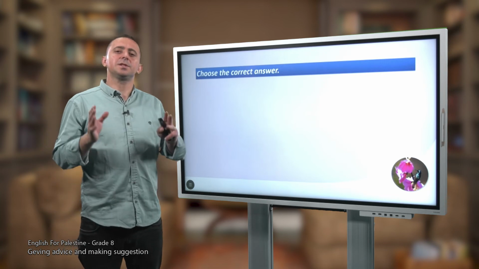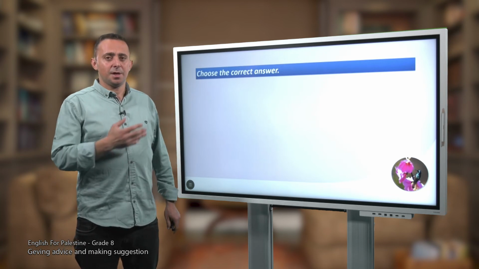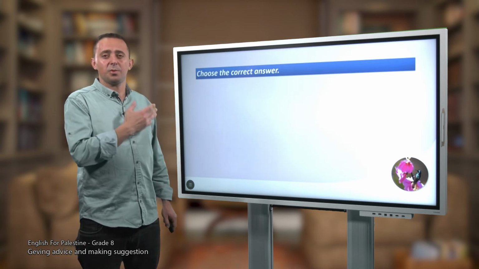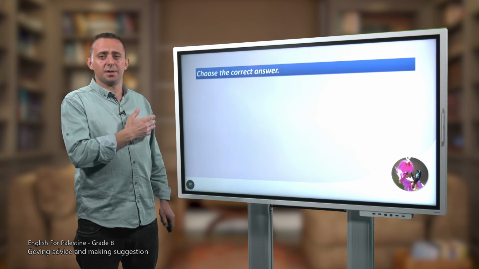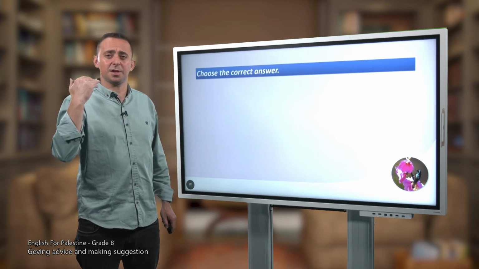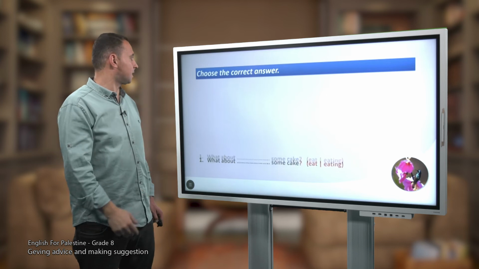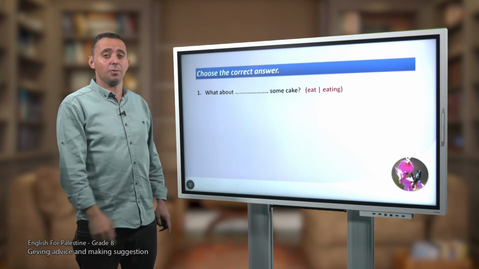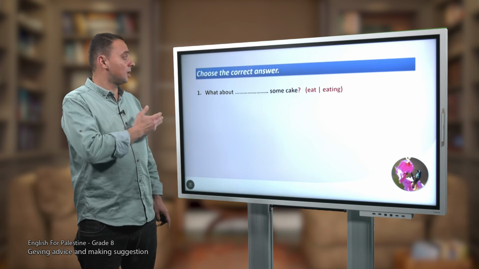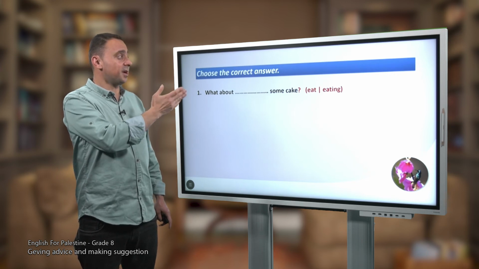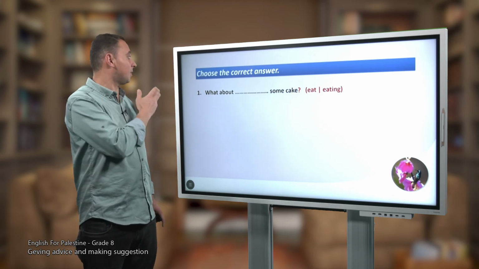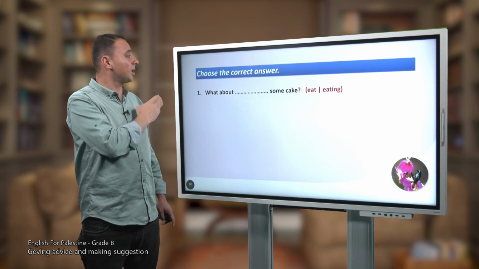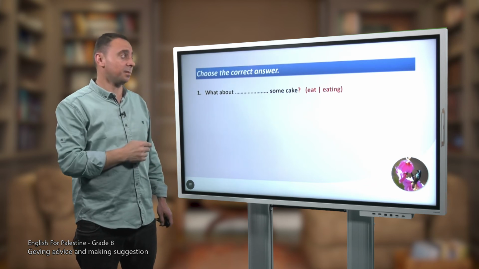Okay, dear students, it's time to practice. We have an activity and we are going to choose the correct answer based on what we have just explained. Let's start. Number 1. What about blank some cake? Do we use eat or eating? Very good, eating. Why? Because what about should be followed with a verb ing. We don't say what about eat. We say what about eating some cake.